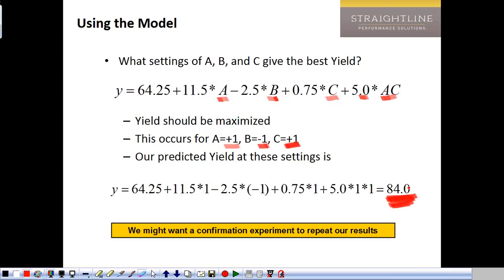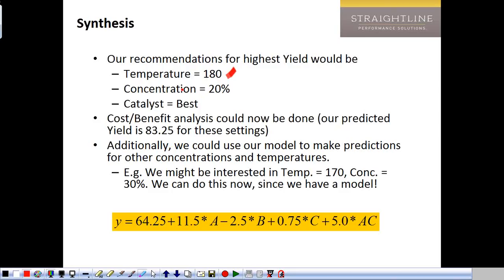What does that mean? Well, that means at the temperature that's the high temperature, 180, the concentration that's the low concentration, 20%, and the best catalyst will give us an 83% yield on that. Okay? So that's it. That's how it all works.